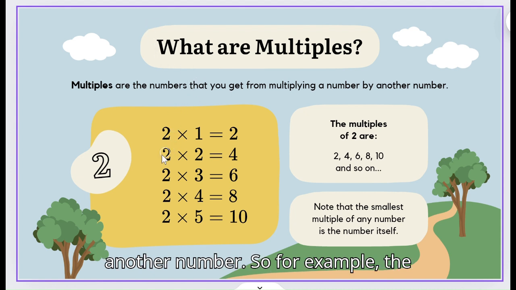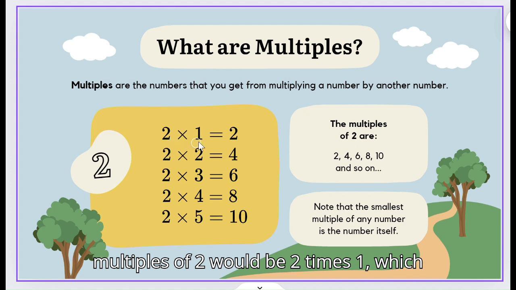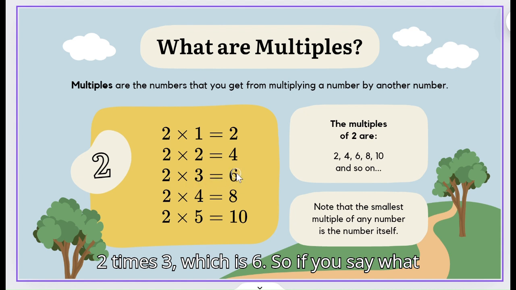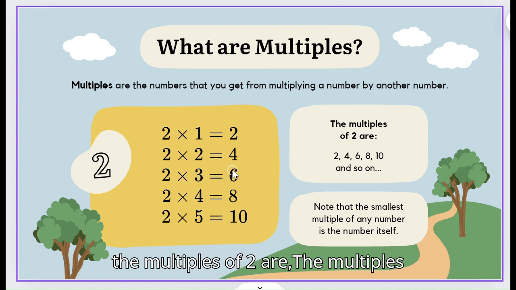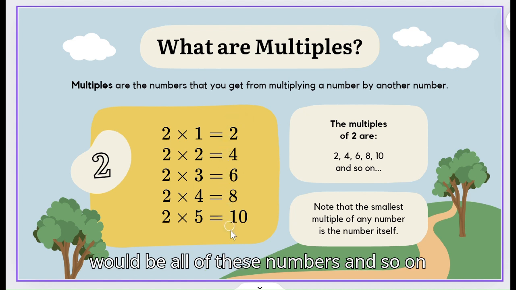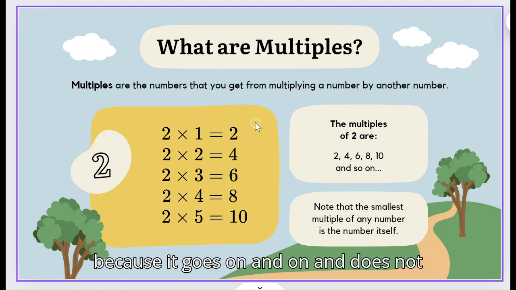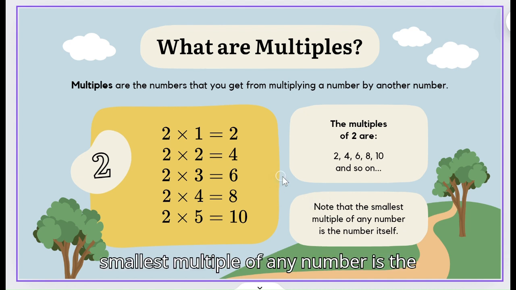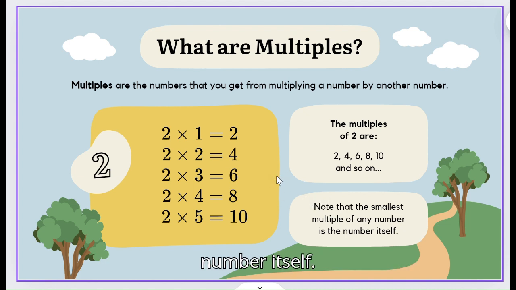So for example, the multiples of 2 would be 2 times 1, which is 2, 2 times 2, which is 4, 2 times 3, which is 6. So if you say what the multiples of 2 are, the multiples would be all of these numbers and so on, because it goes on and does not stop. The smallest multiple of any number is the number itself.